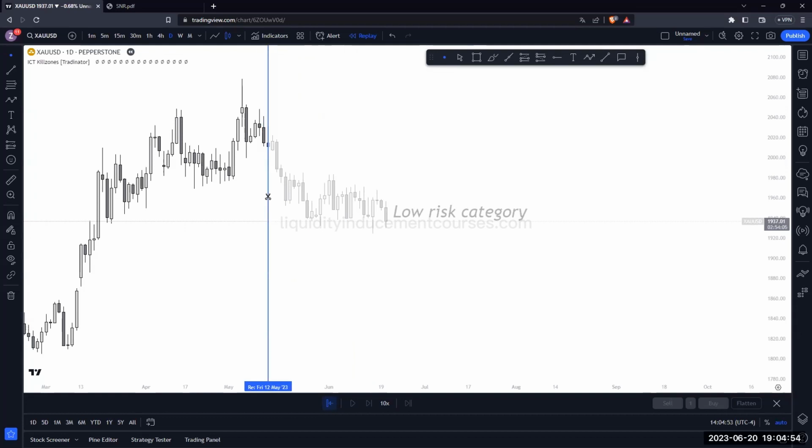I did not show you, most of you, my insane setup that I use with a 5 pip stop loss. I always forget. So there are a lot of low risks. I don't know which one is perfect for you guys, but let's take this one.